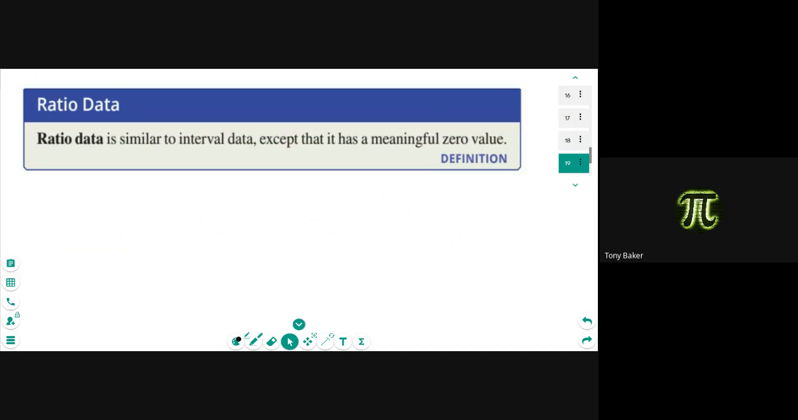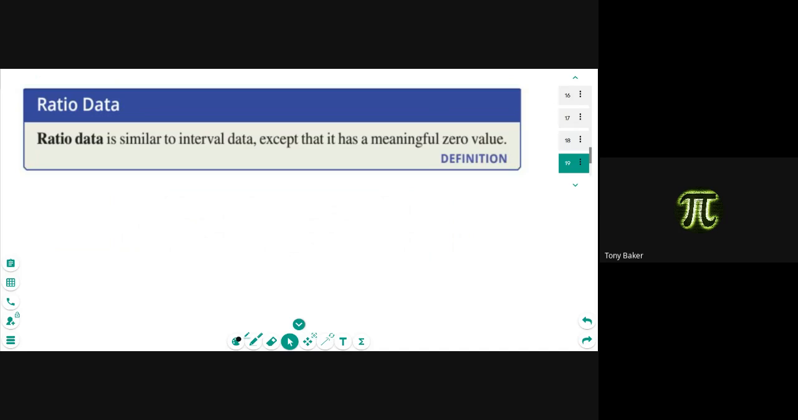It has a 0, but the 0 is just like any other number. So ratio typically ends up being ones that you can, so in intervals we can add, subtract those. Ratios, you can do the multiplication and divisions, and they have some meaning to it.